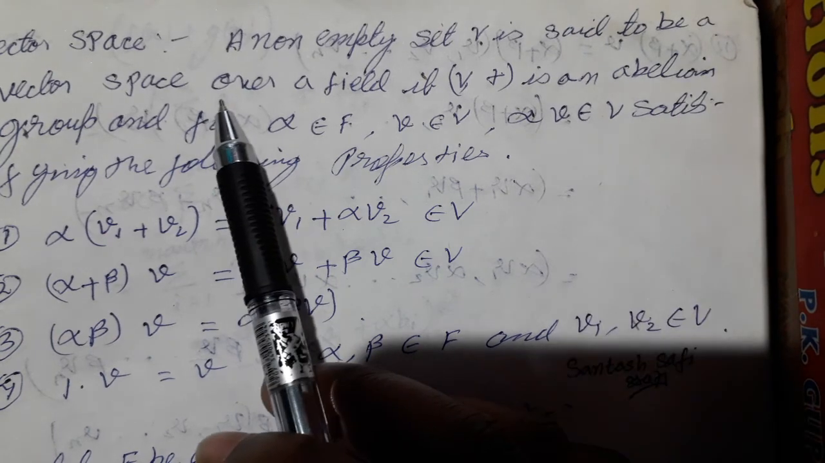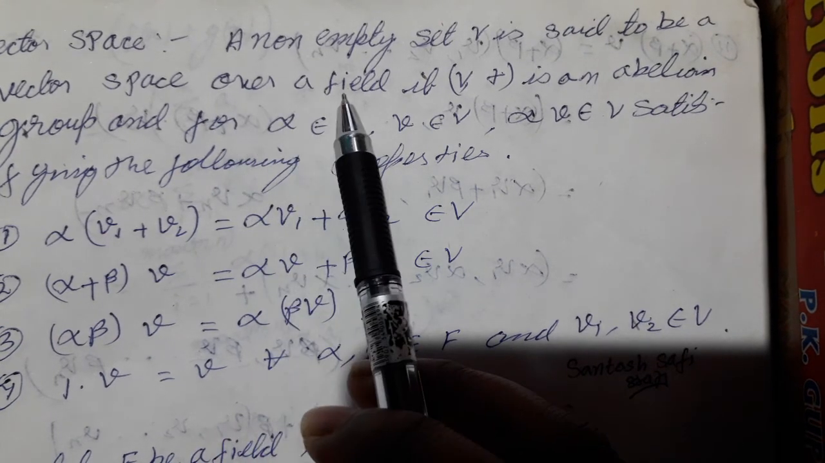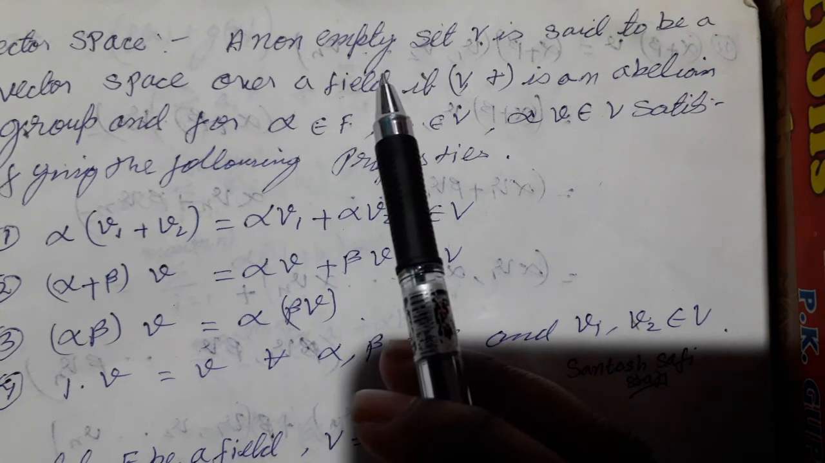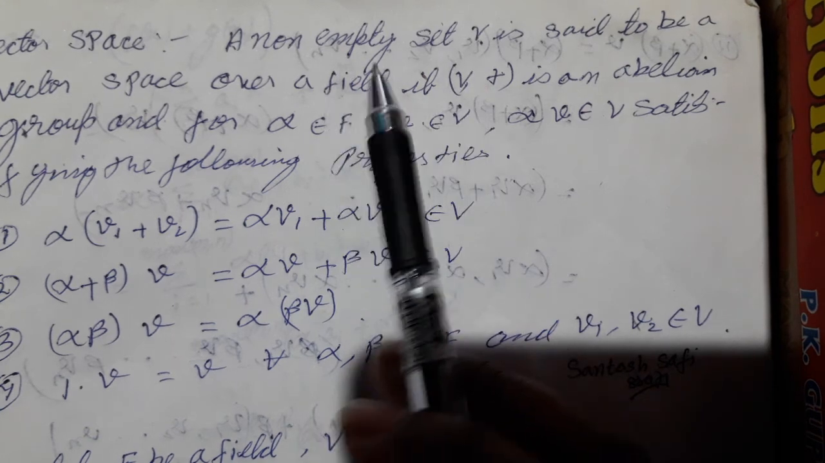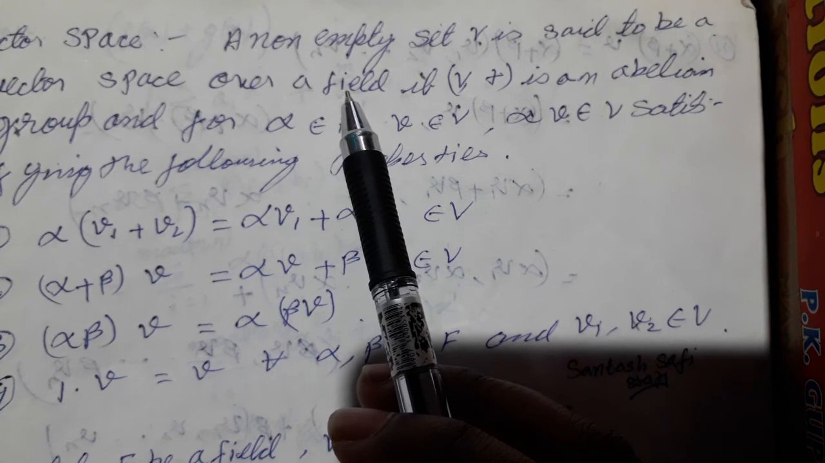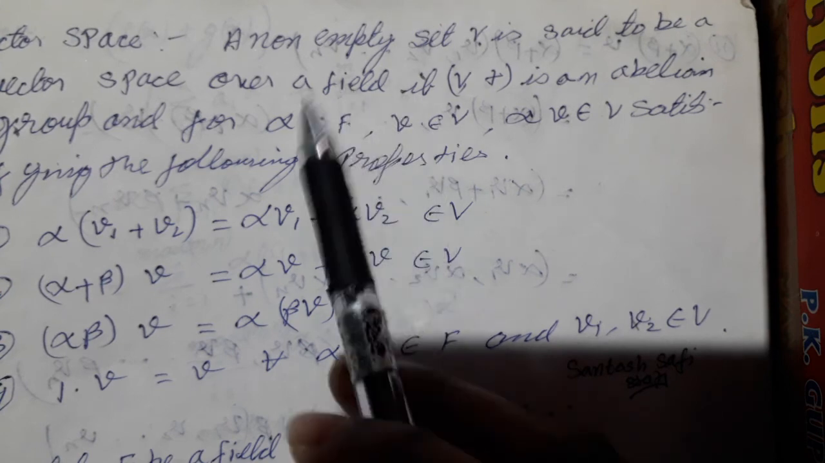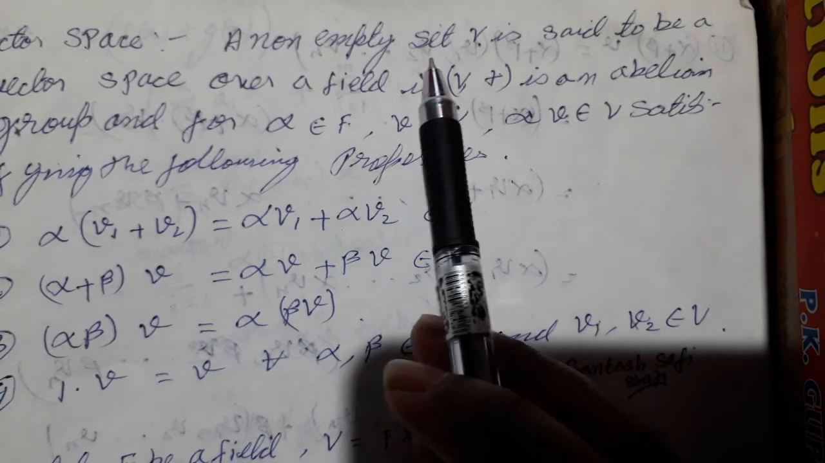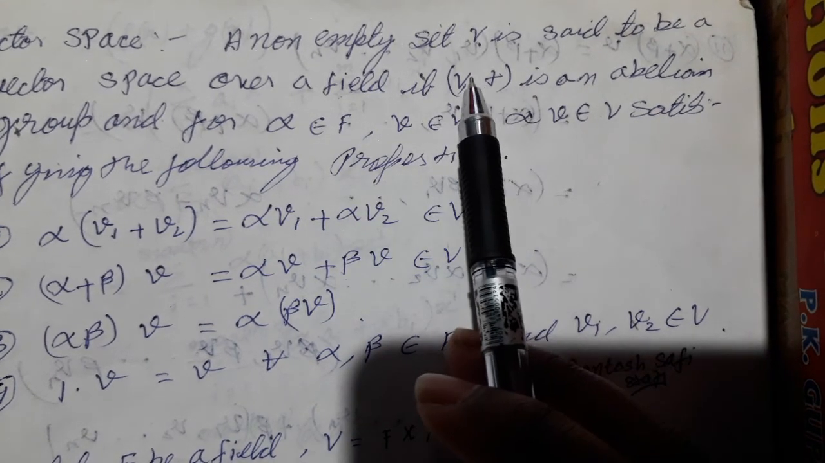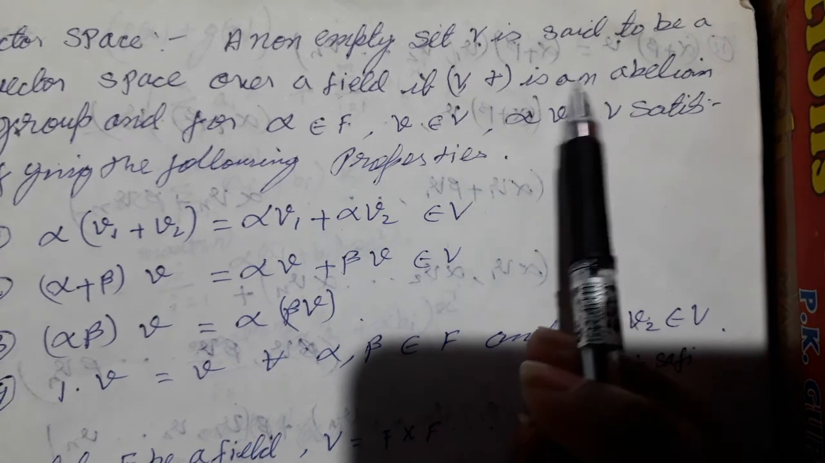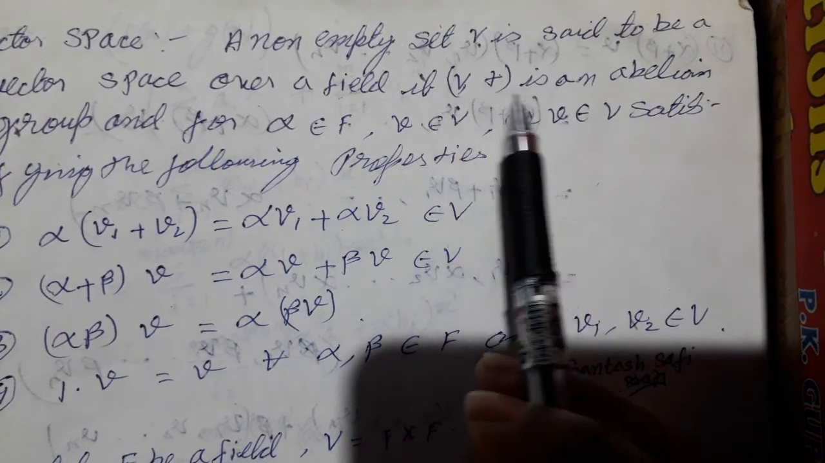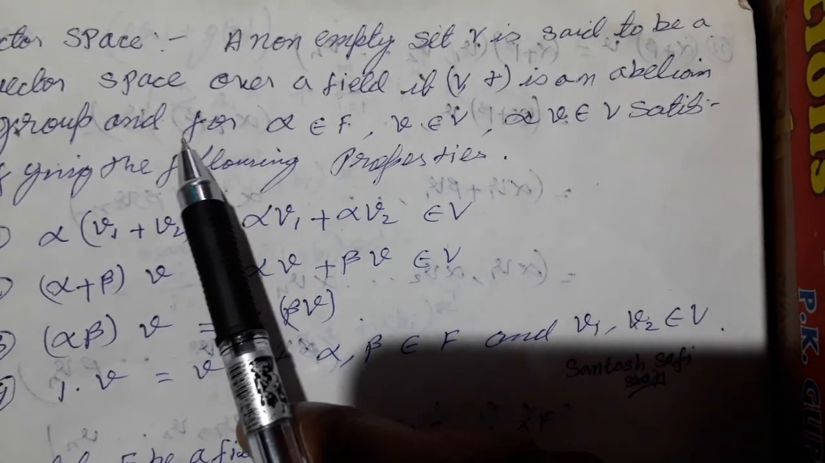It is said to be a vector space over a field. On which field we are defining it, we have to be very sure, because the same set on another field might be a vector space or might not. So we should be very careful about the field. A vector space over the field, first of all, should be an abelian group (V, +) under addition. Whenever you prove a vector space, first you have to prove that it is an abelian group.